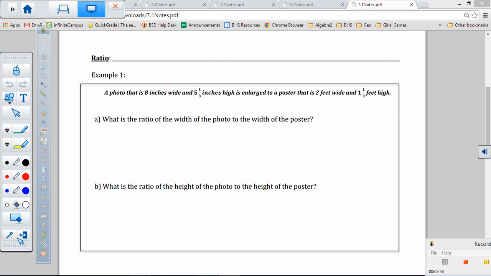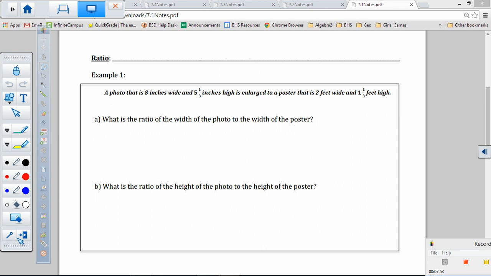Okay, let's look at part B. What is the ratio of the height of the photo to the height of the poster? I'm going to do that the same way. I want the height of the photo over the height of the poster. Same process, okay? The height of the photo is 5 1/3, and that is in inches. And the height of the poster is 1 1/3, but that's in feet.